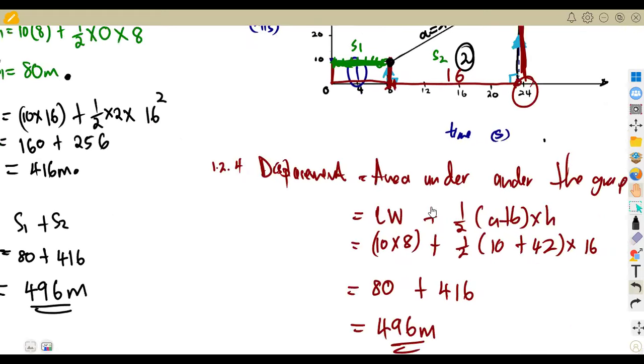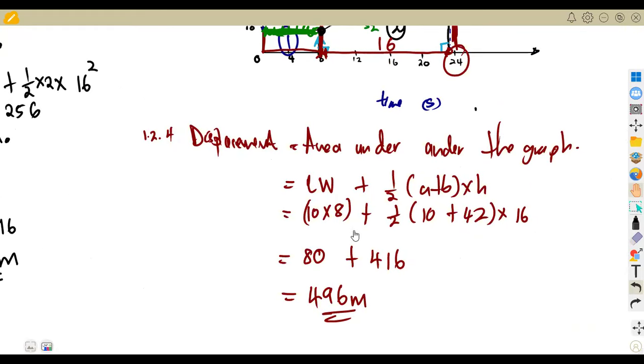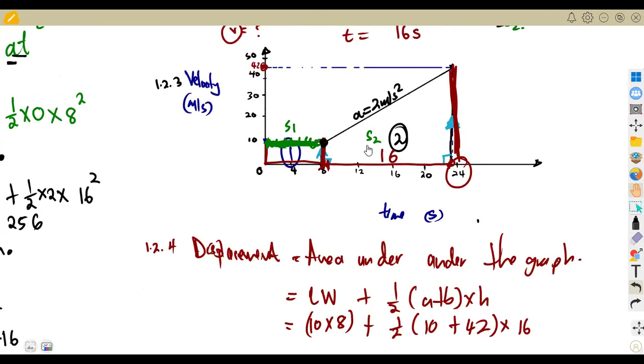Also, when using the area under the graph, you're supposed to understand how to take your area under the graph. Consider the shapes that are given. There are so many ways of taking these areas as long as you understand. All right. So I want you to prove that with another way of calculating. You can calculate the area of the whole rectangle like this, then you are remaining with a triangle.